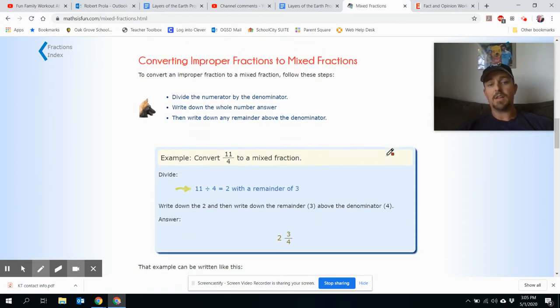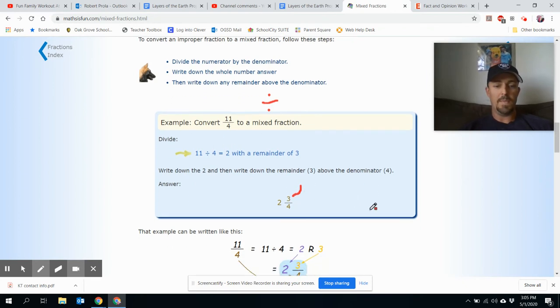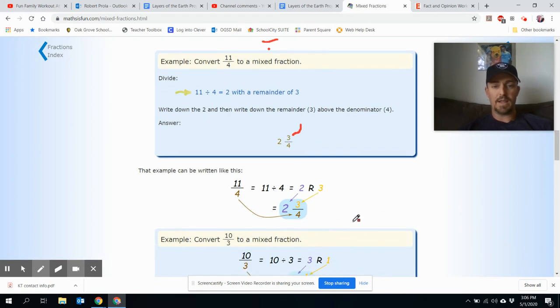So looking down here, how to convert an improper fraction into a mixed number. What you do is remember a fraction is a division problem. So in this case, you're going to divide to get your answer. So a fraction is a division problem. So you do 11 divided by 4 is 2, and 2 times 4 is 8. So there's a remainder of 3. Well, that remainder comes down here and it becomes your numerator. And of course, your denominator stays the same. So you get 11/4 equals 2 3/4. So here's another way to write it right here.